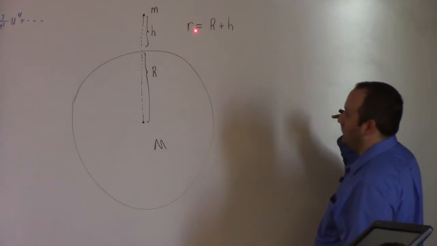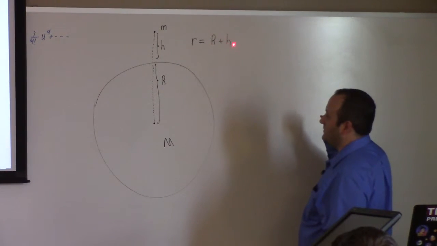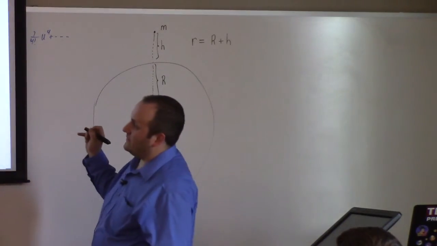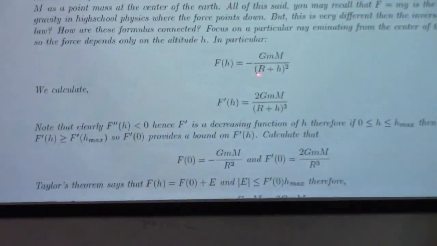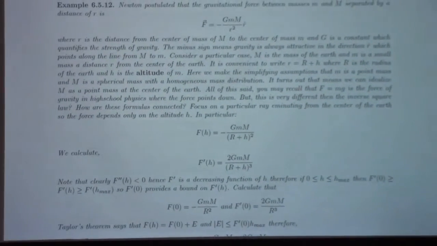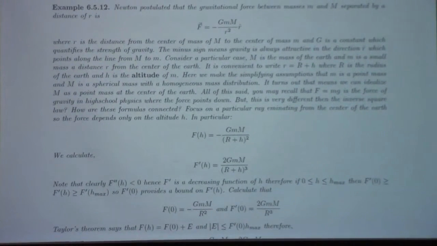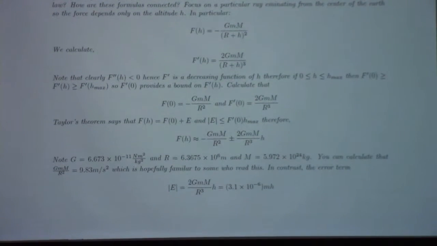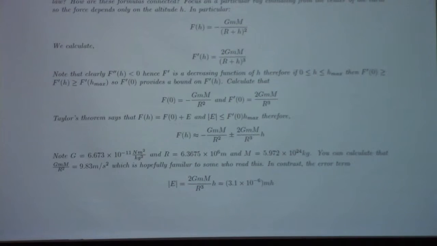So if you look at that, the r is equal to the radius of the Earth plus what's called the altitude, right? So I can look at the gravity as a power series. I can expand it in terms of the altitude variable. And when I do that, what do I get? I get f prime of h is GMm over (r plus h) cubed. The derivative is decreasing. So lo and behold, the first order linearization of gravity is f of h is minus GMm over r squared plus 2GMm over r cubed h.